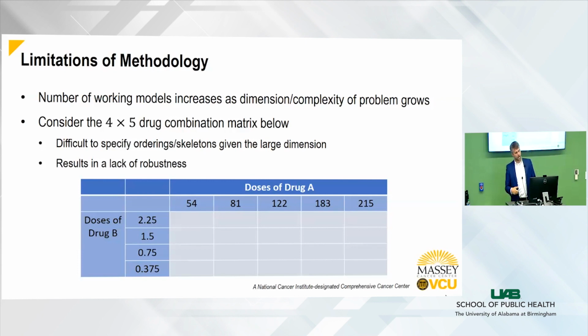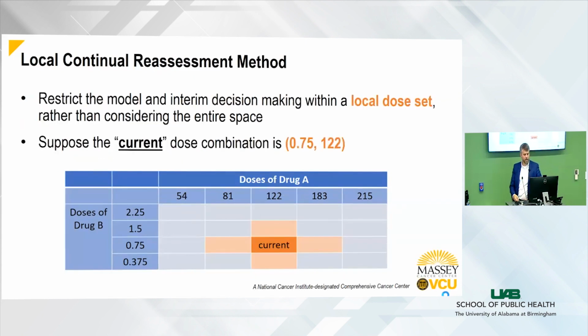So the number of working models increases, obviously, as the dimension and complexity of the problem grows. It's difficult to specify orderings and skeletons for a large dimension, and it results in a lack of robustness. So we have what's called, this is recent methodology, a local continual reassessment method. This restricts model and interim decision-making within a local dose set around where I currently am. So I'm only considering neighbors of where I currently am. I'm not modeling the whole surface adaptively every time.